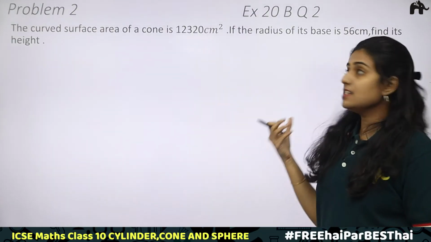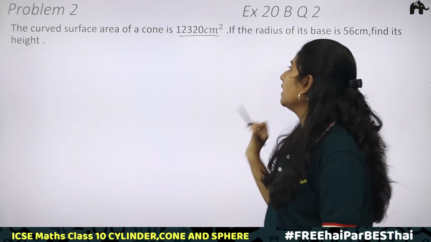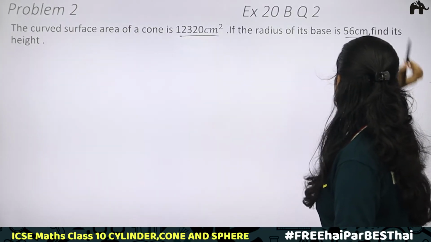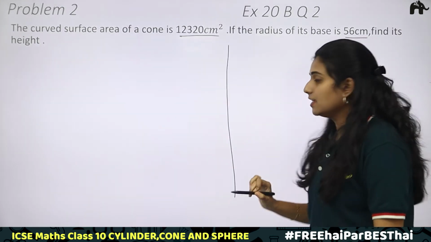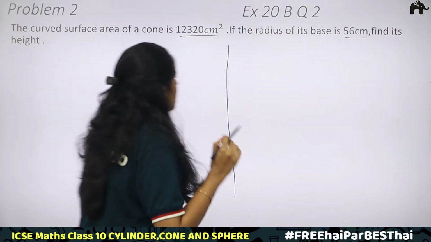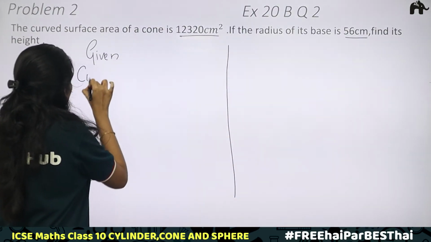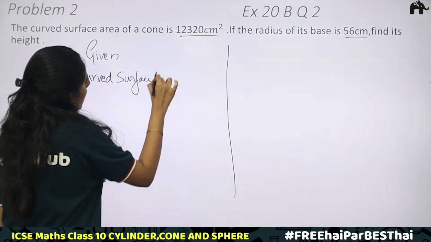Question 2 of exercise 20B. The curved surface area of a cone is 12,320 centimeter square. If the radius of its base is 56 centimeter, find its height. We need to find height. What are the given quantities? We have the curved surface area given.